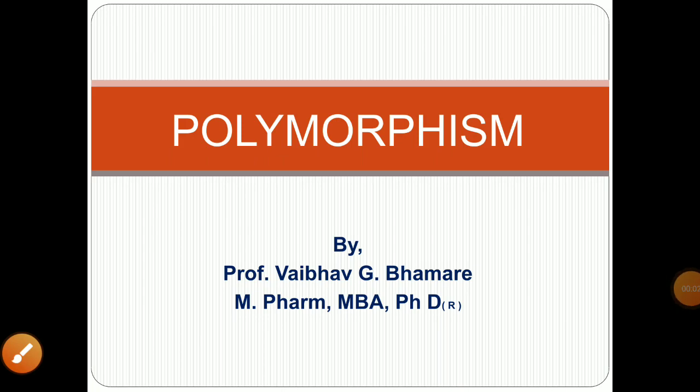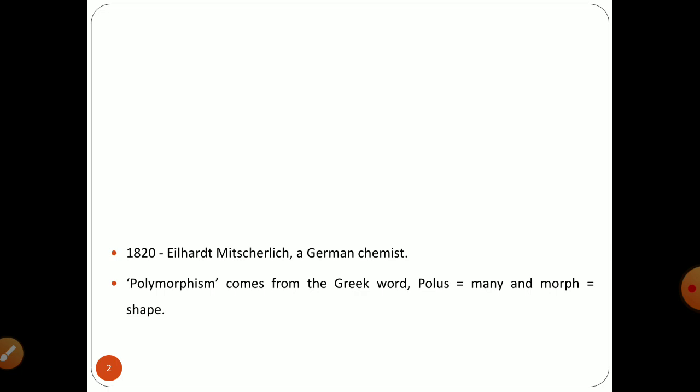Dear learners, in this session we will discuss a concept associated with crystalline forms, and the concept is polymorphism. In 1820, a German chemist, Eilhard Mitscherlich, discovered differences in the crystalline forms of many elements and compounds. He observed this, and the term comes from the two Greek words polus and morph, that is, one having many shapes. So the concept of polymorphism has been generated from the two words polus and morph.